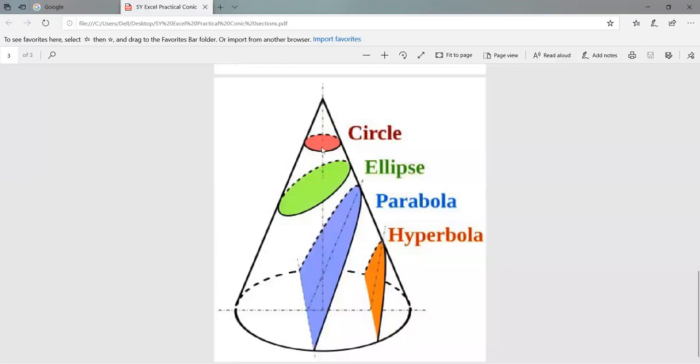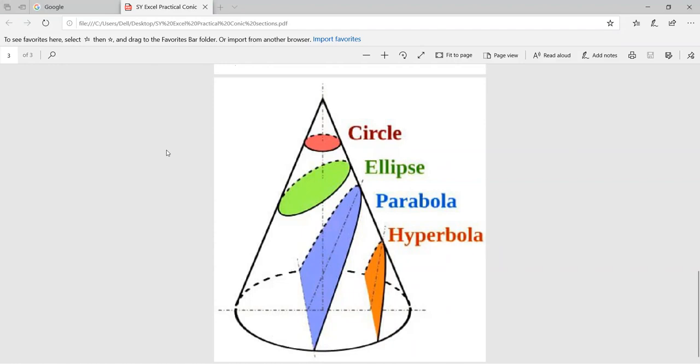You know that in a circle the radius remains constant. There is no change in the radius in a circle. In an ellipse, there is a minor axis and a major axis, so the radius is not constant. Then for a parabola the shape is again different, and for a hyperbola the shape is different. It depends on which formula we use for the different geometrical shape.